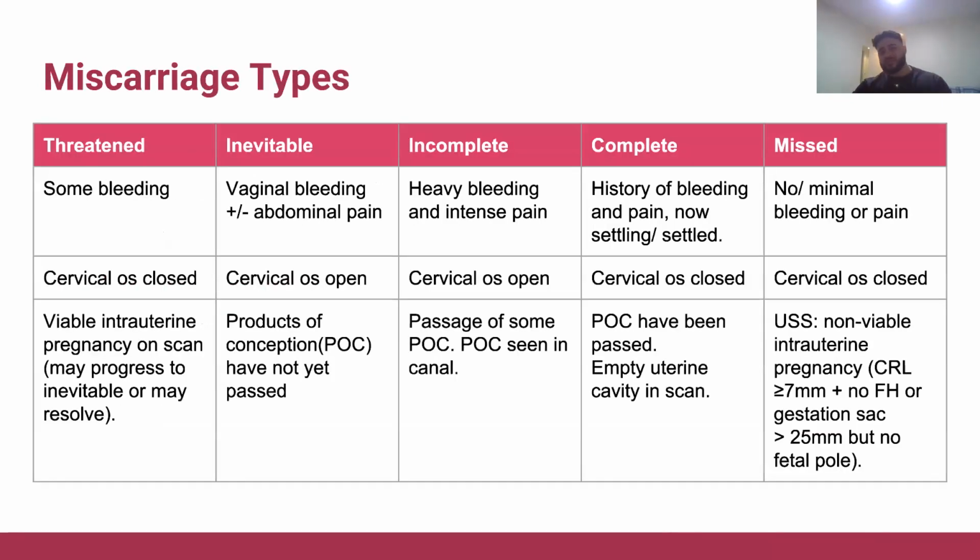In terms of differentiating this from other types of miscarriages, we can break it down into threatened, inevitable, incomplete, complete, and missed. And typically what's going to help you determine which one is which is remembering whether the cervical os is closed or open in each scenario. So threatened is basically the patient presents with bleeding, but there is a viable intrauterine pregnancy on the scan.